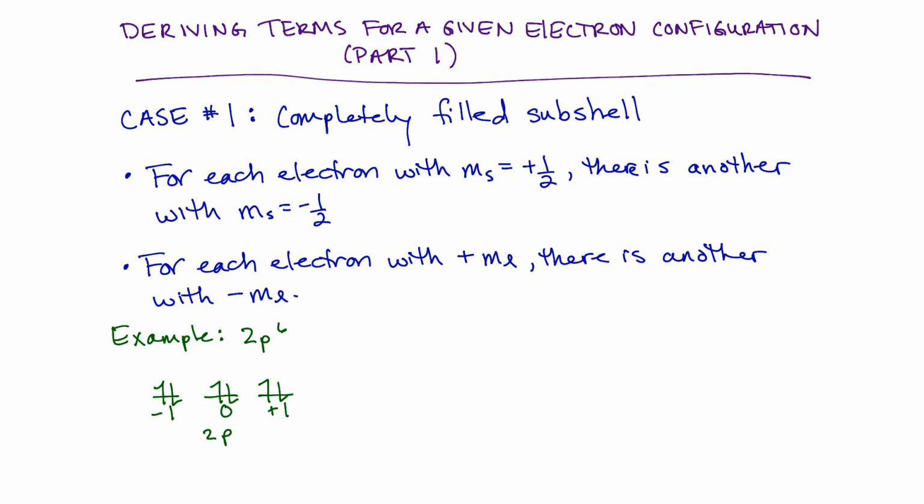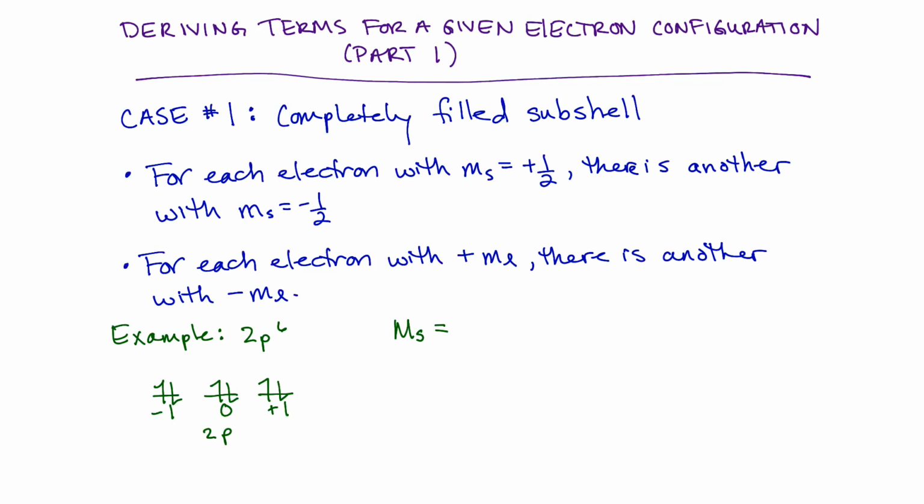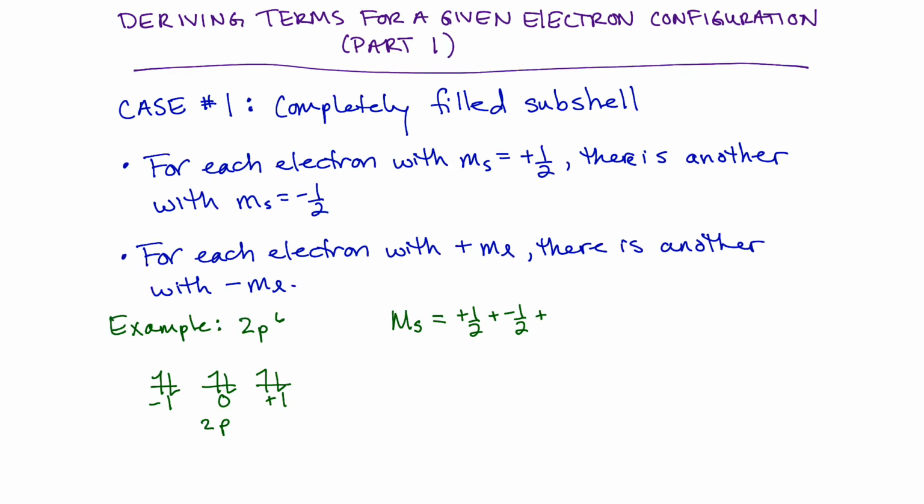Now let's account for the m sub s and the m sub l for this particular electron configuration. Let's start with our big M sub s. We're going to take the sum of all the little m sub s values for each electron in our electron configuration. In this case, each electron is paired, so for every plus 1/2, we get a minus 1/2. We've got plus 1/2 and minus 1/2 in that first orbital, another spin up and spin down in the second orbital, and another spin up and spin down in the third orbital. Here we've accounted for all of the spins, and when we add those all up, we get a value of 0.